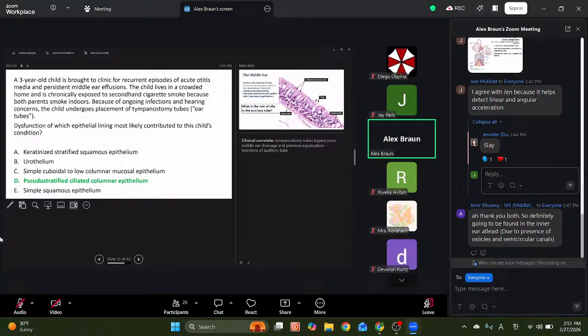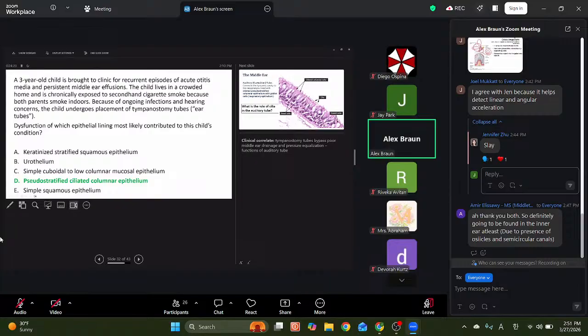So if you impair ciliary action, it's easy for inflammatory materials and fluid to accumulate in the middle ear, predisposing to otitis media. So anything which interferes with ciliary activity predisposes to otitis media of the middle ear. Even secondhand cigarette smoke in a child.